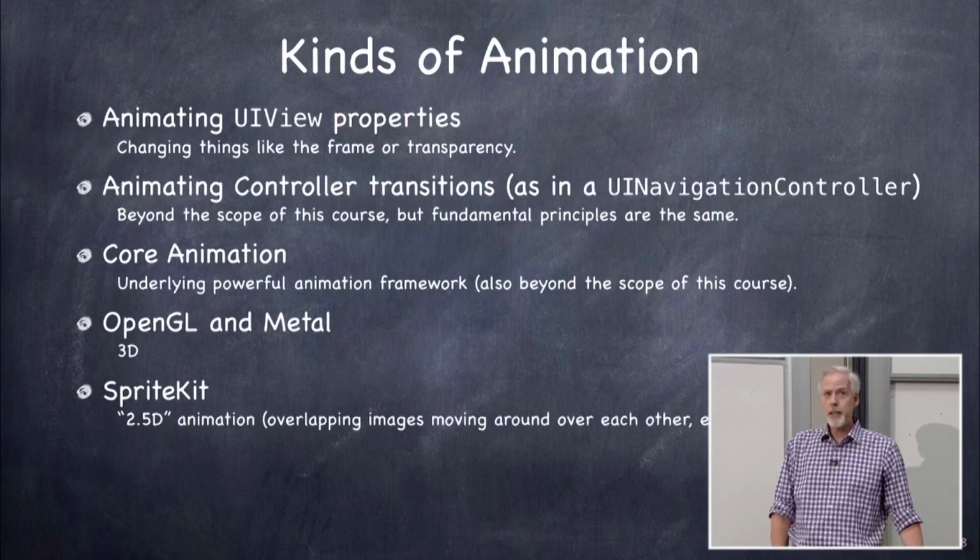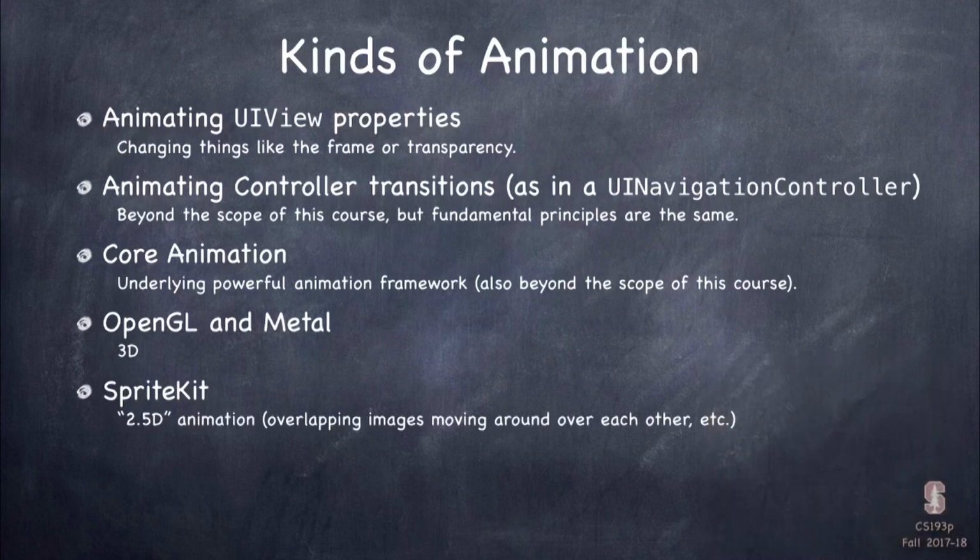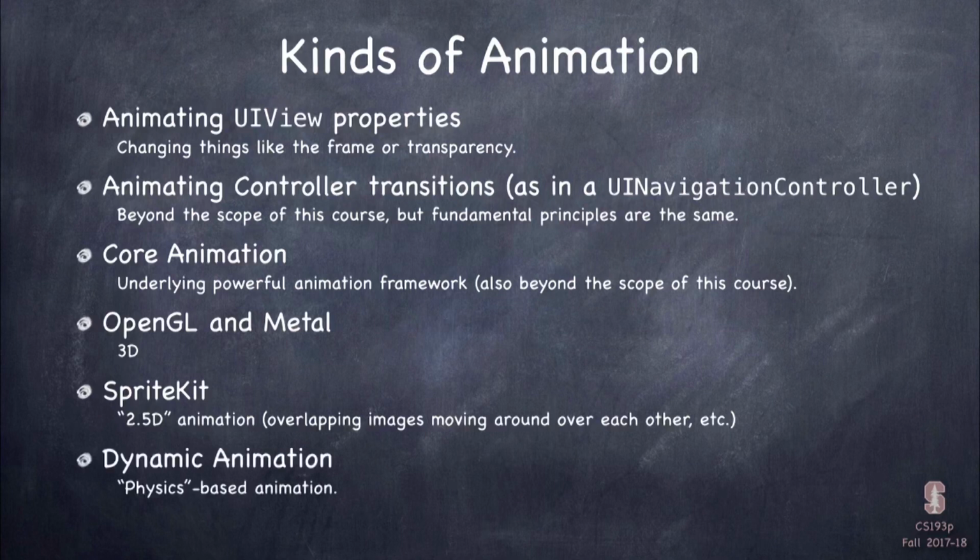There's also SpriteKit, a whole framework for doing 2.5D animation, basically. That's like Mario Brothers kind of animation, where you have images that overlap to create what appears to be a 3D world, but it's really drawn 2D, where the images just overlap. So there's a whole mechanism for that. Not going to talk about that either. Maybe we'll have a Friday section on that, possibly later in the quarter, but I doubt it, because we've got some other things in the pipe for that.